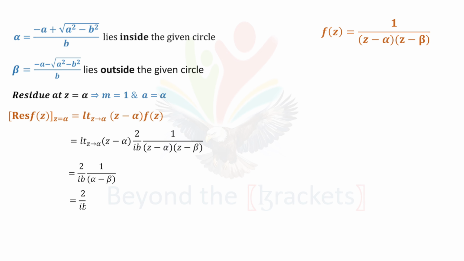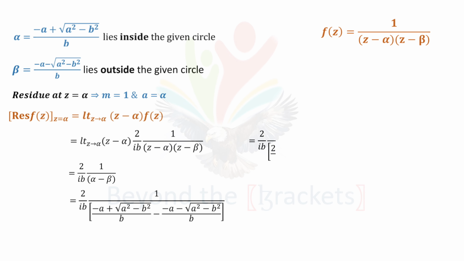Next, substitute the values of alpha and beta. We observe that plus a by b and minus a by b in the denominator cancel out, and we are left with 2 by ib into 1 by 2 into square root of a square minus b square divided by b. Simplifying this, we get 1 by i into square root of a square minus b square.